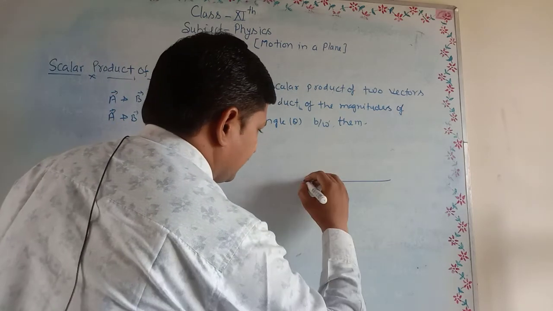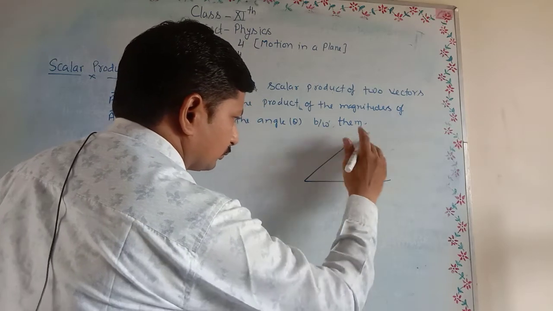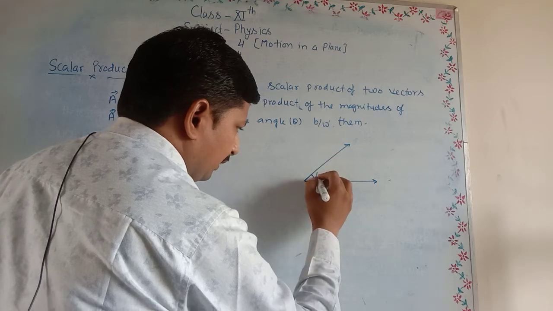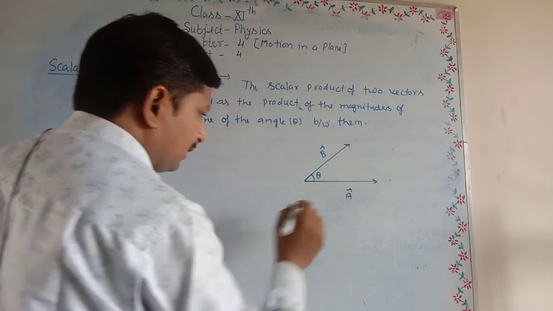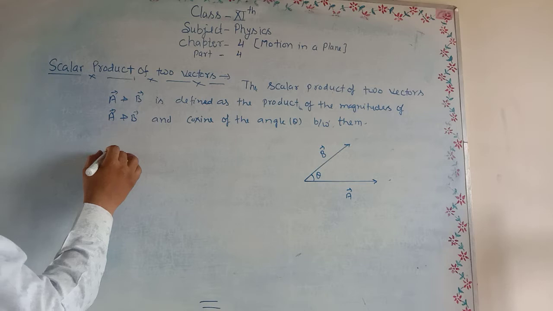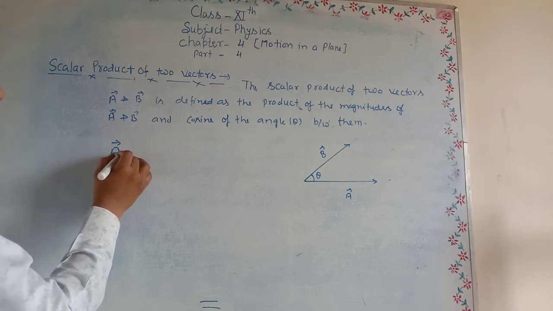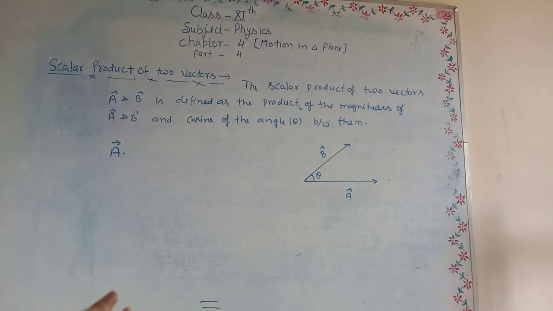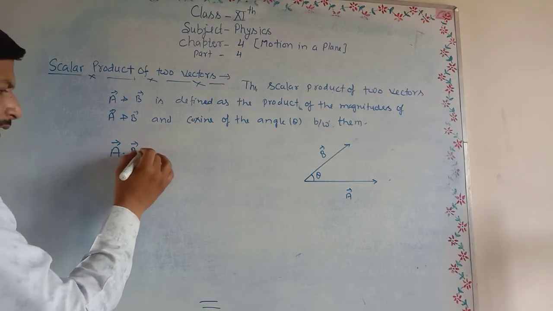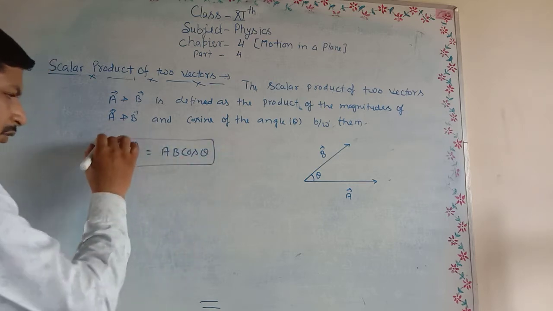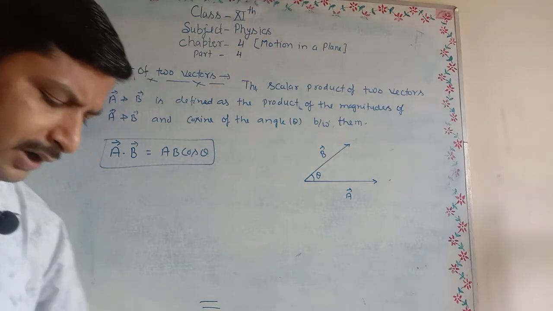Let two vectors A and B have theta as the angle between them. Then the dot product, denoted by A dot B, so it is called the dot product. A dot B is equal to AB cos theta.